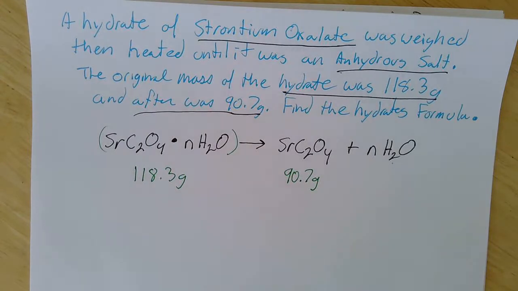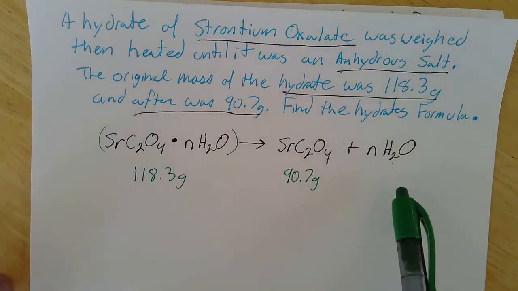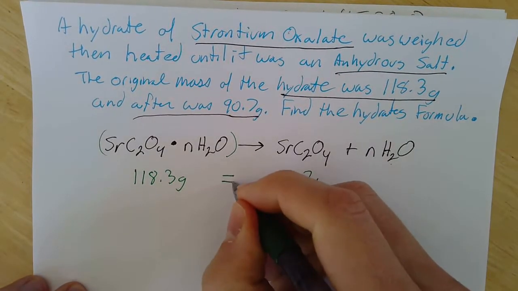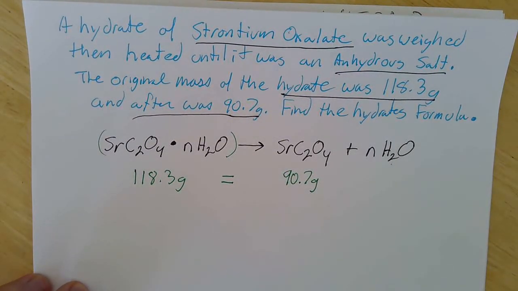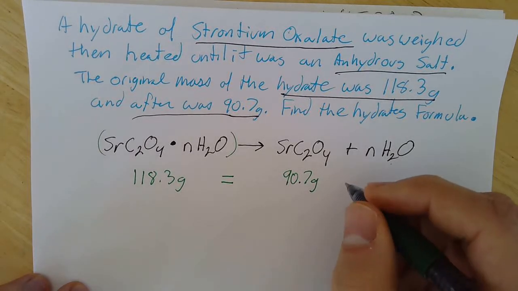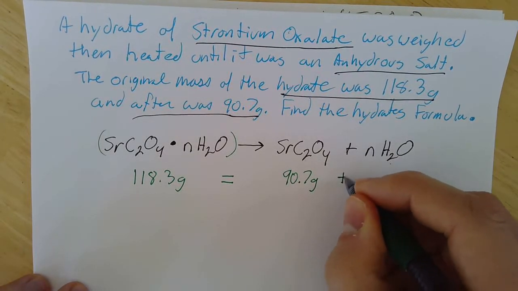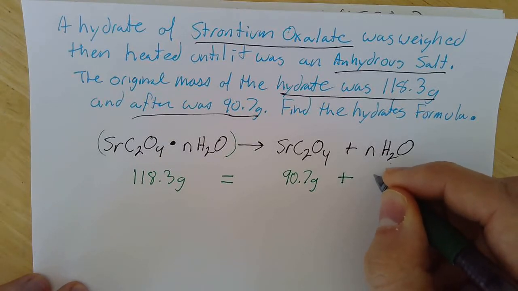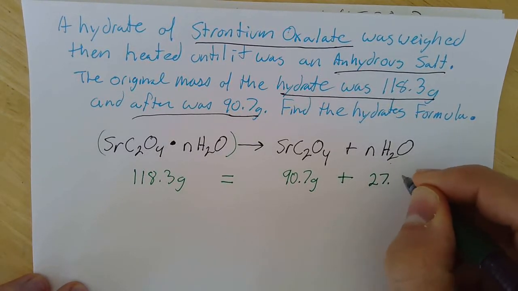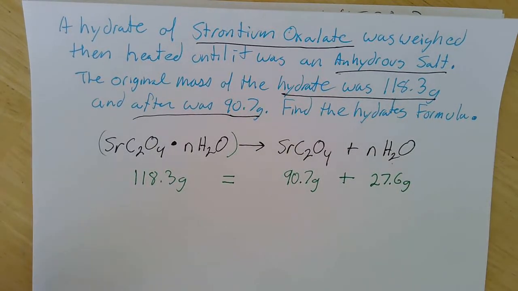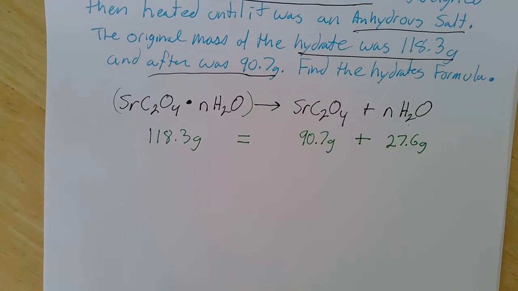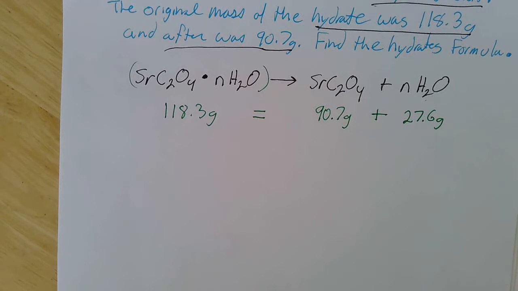Some problems will give us more, others won't. So the idea is we've got to figure out how many grams of water is left. Well, what we do know is the law of conservation of mass says what goes in has to come out. So if we do this, right, we should end up with the H2O having a mass of 27.6 grams. Okay, so that's kind of more than we typically have to do. Sometimes I give you all of those in the problem and you just have to decide which one you need, and vice versa.